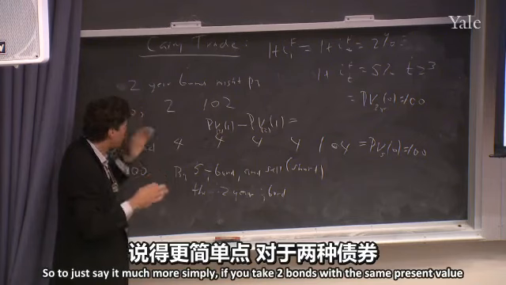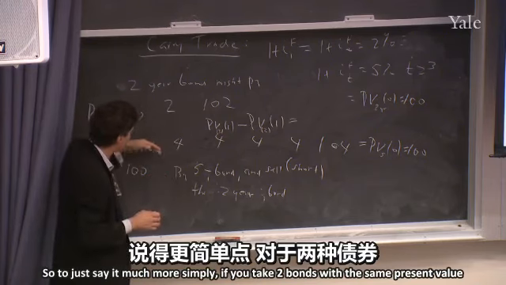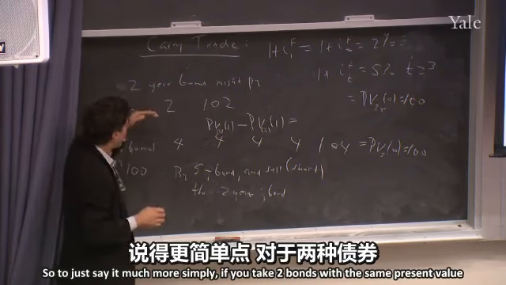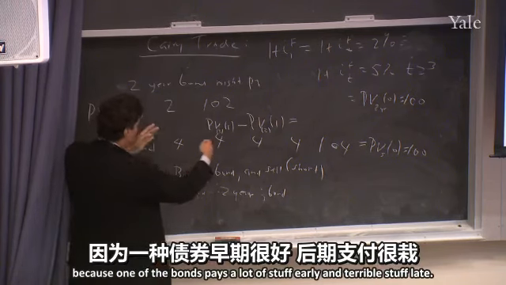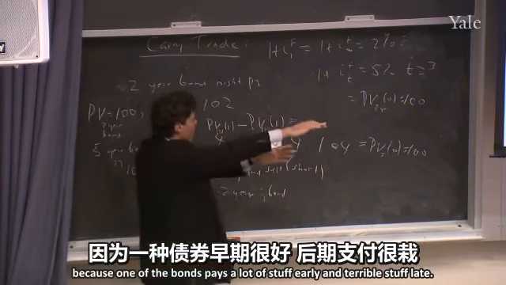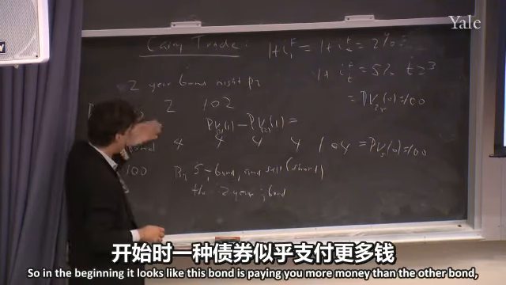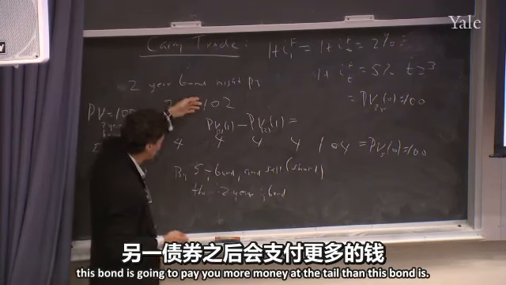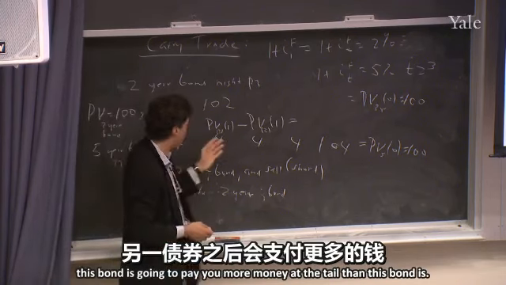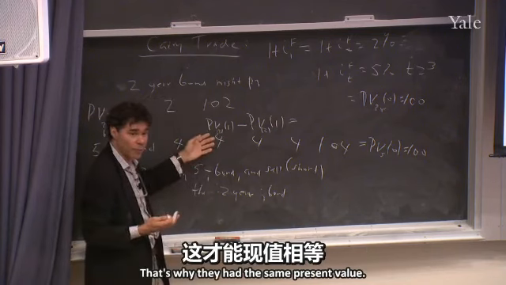Okay, so to just say it much more simply, if you take 2 bonds with the same present value, you could well have that situation where they have the same present value because one of the bonds pays a lot of stuff early and terrible stuff late. In the beginning it looks like this bond is paying you more money than the other bond, but since they had the same present value, it must mean that this bond is going to pay you more money at the tail than this bond is. That's why they had the same present value.